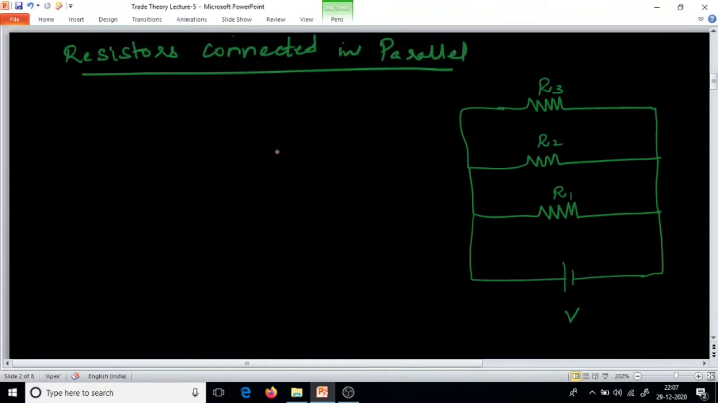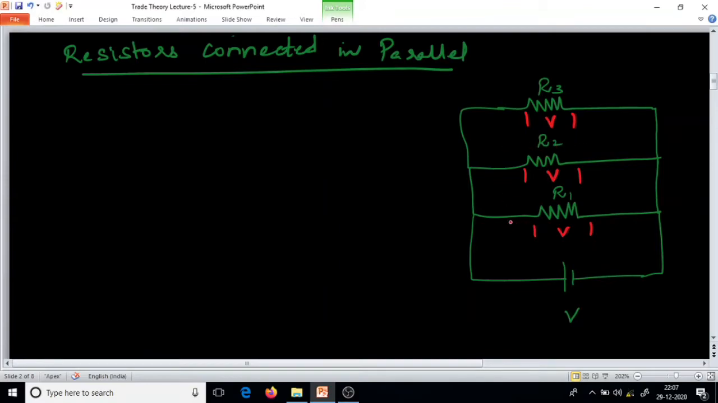In a parallel circuit, what happens? Voltage remains the same. Here the voltage drop will be V. Here also it will be V. Here also it will be V. So voltage is constant. Voltage is the same for all resistors which are connected in parallel.